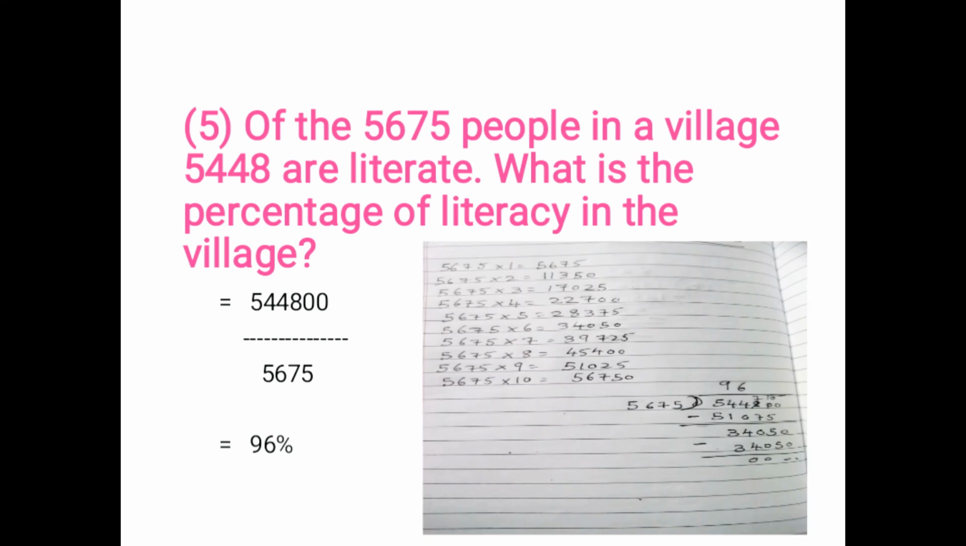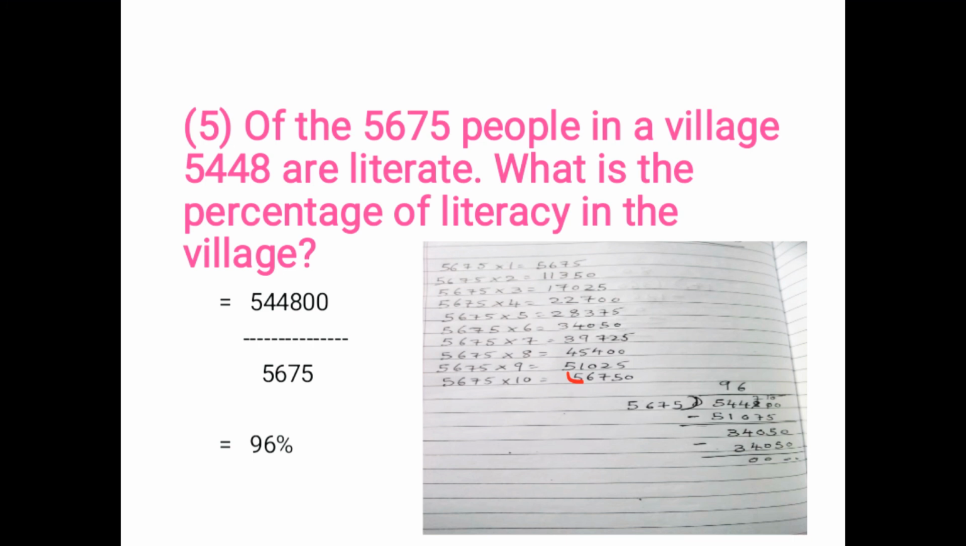I have done here table. 5,675 table I have done. Okay, 5,675 table. Look at it carefully, all the students. 5,44,800 by 5,675. Okay, which is the last small number coming in division, you have to do.